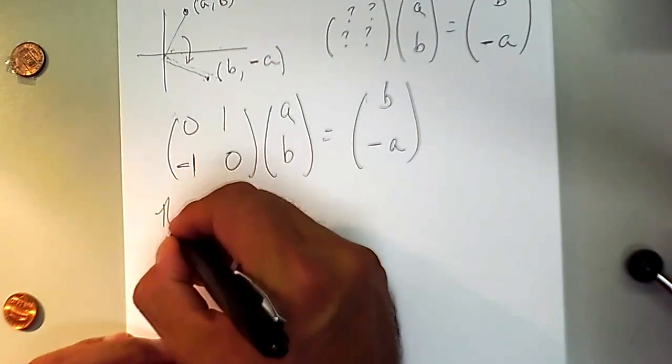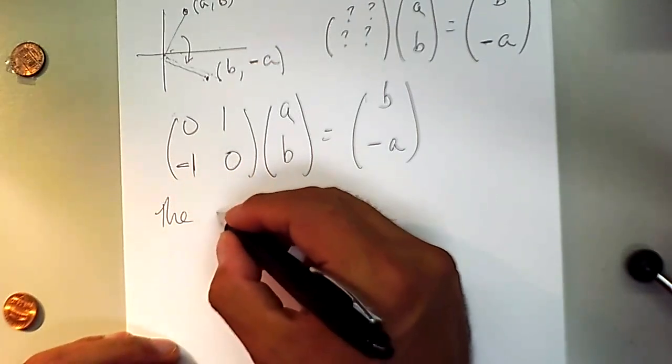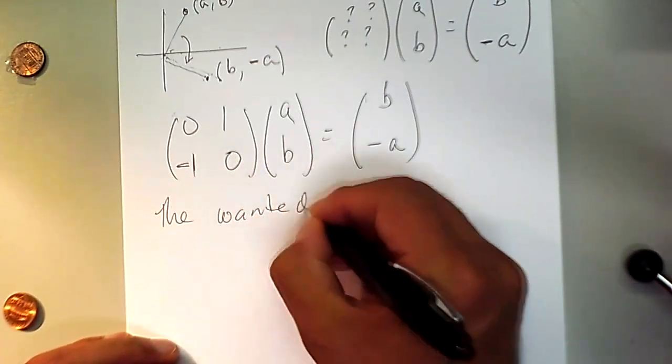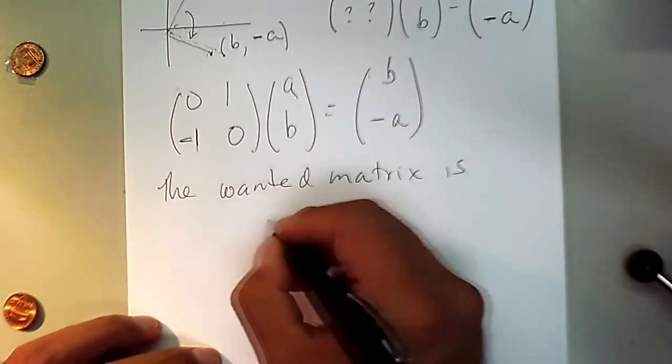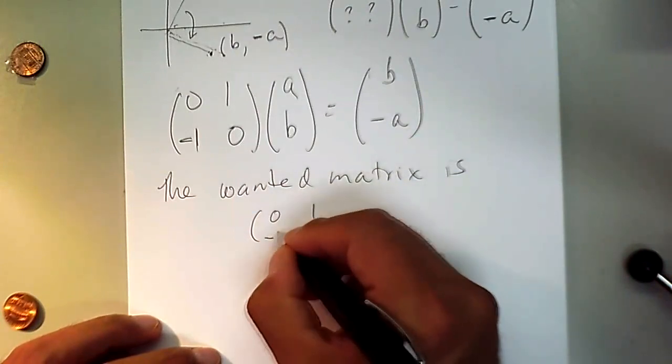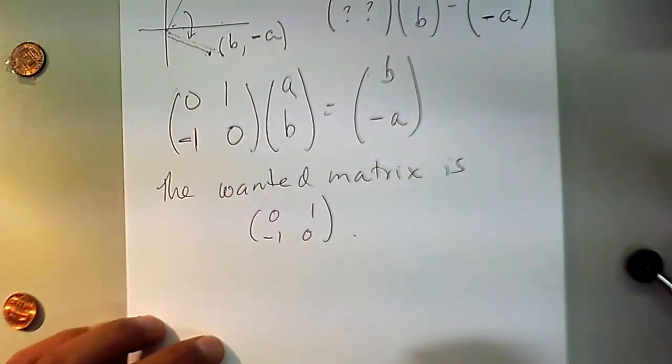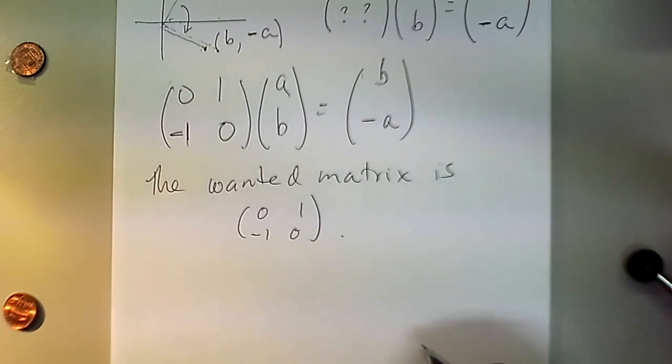So the wanted matrix is 0, 1, negative 1, 0. Yep. And this has more consequences.